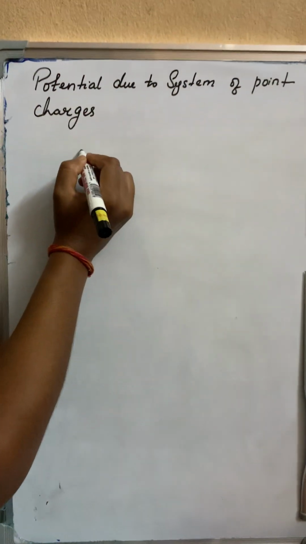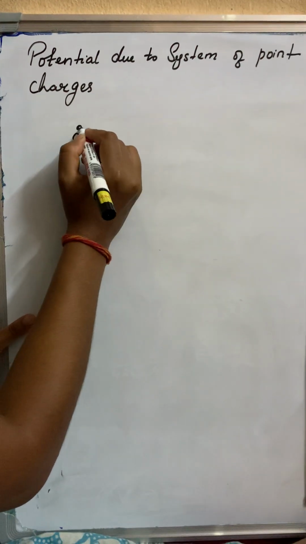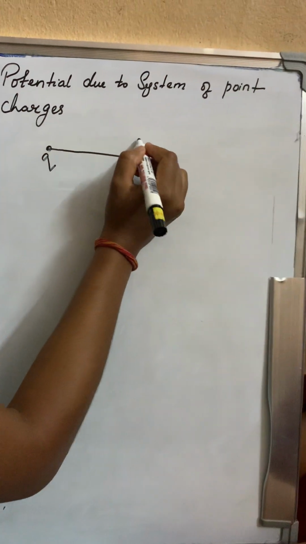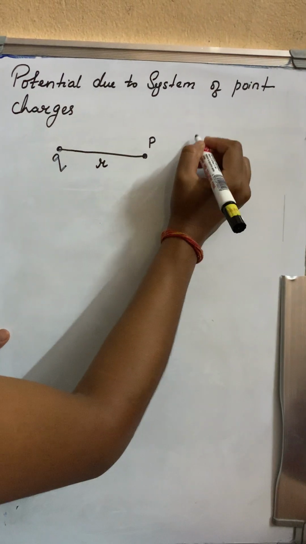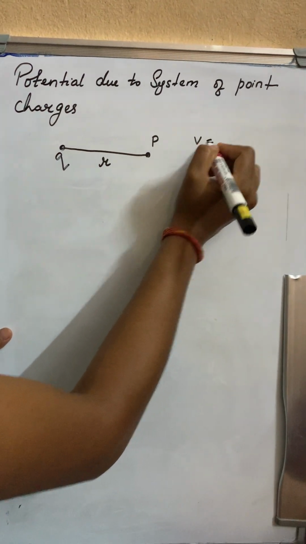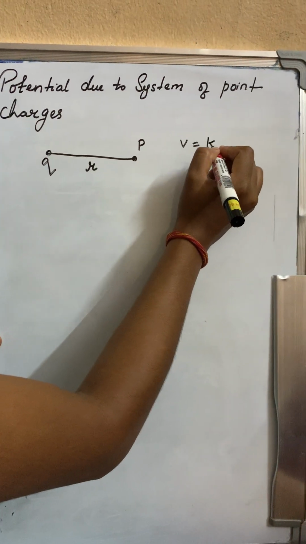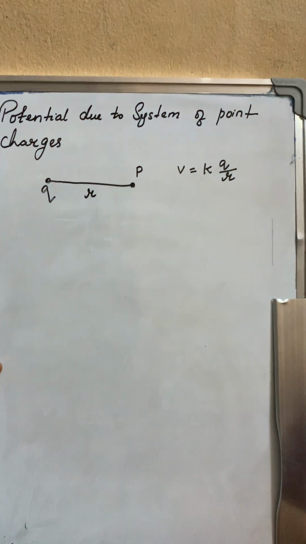Like in the previous video we had discussed, due to a point charge, we had determined the expression of potential at a point, say at distance r, right? Then we had found that the expression of potential at any distance in the field of Q is given by the constant, the field factor and the distance.